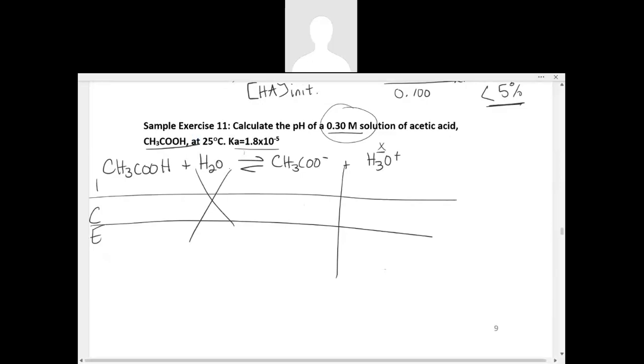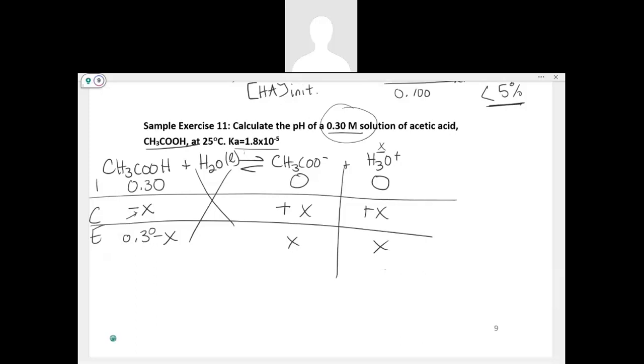We always just cancel out the water because we know that liquid water doesn't actually change concentration. We're given 0.30 as our initial here, and we assume that we have none of the products to start with. Due to the balanced chemical equation, for every 1 mole of acetic acid that we lose, so negative x, we gain plus x of 1 mole of each of these ions. Then our equilibrium would be 0.30 minus x, and then x and x for our two products. So like we've done in the past, we can set our Ka value, our equilibrium constant, equal to our products over our reactant.